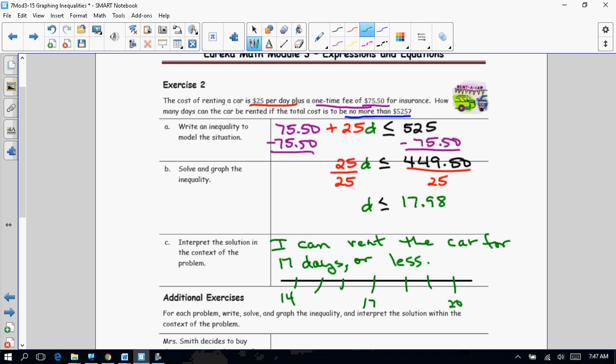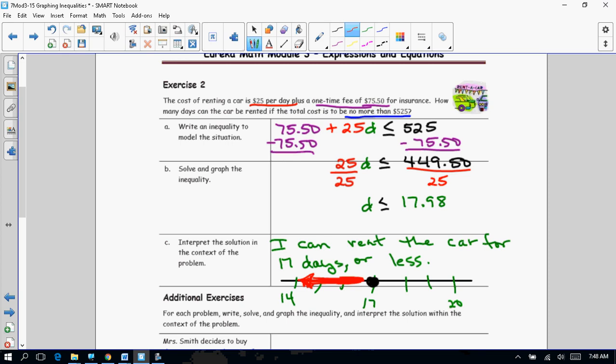What kind of dot will 17 get? Can I actually rent the car on the 17th day? Definitely. I can rent on the 17th day. I'm going to put a solid dot on the 17th day. And I can do any day less than that, so I'm going to shade everything to the left. Now I know you guys are all looking at this going, but the answer was 17.98. Yeah, I could probably put it at 17.98, but nobody rents, you either rented it for the whole day or not. So we actually have to round it down to the 17.